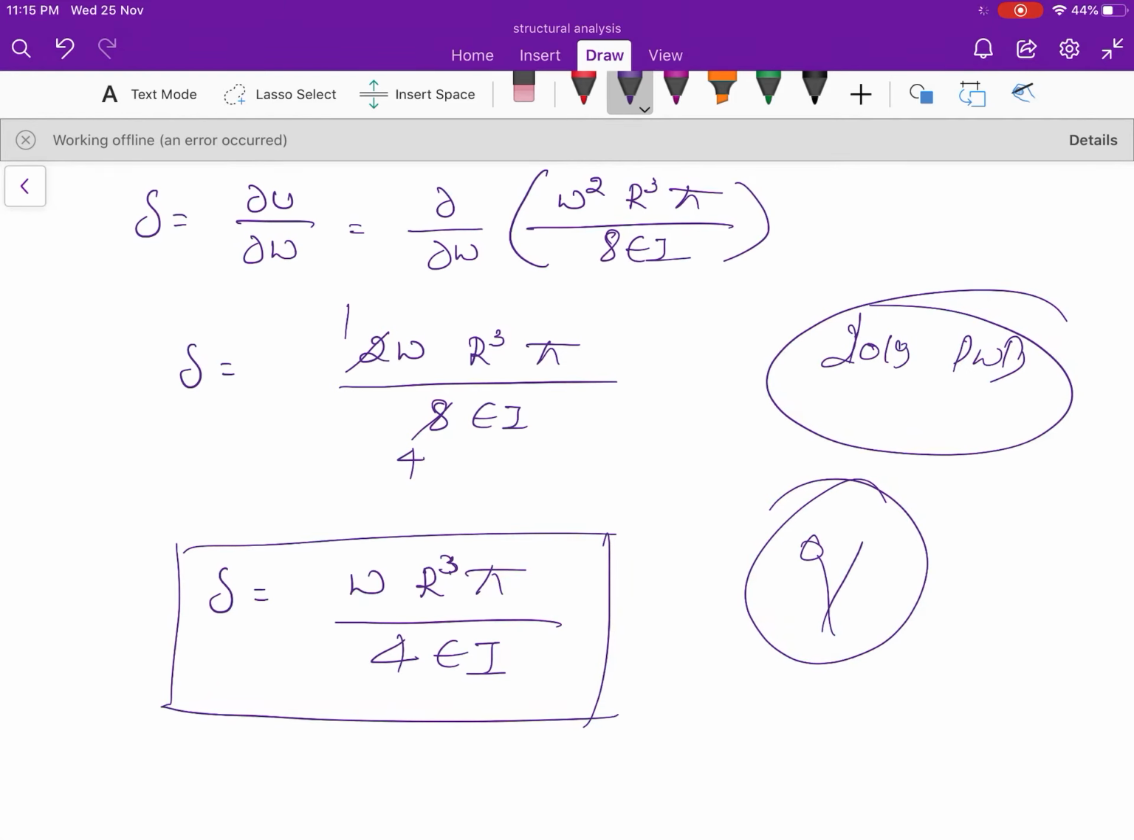In the next lecture series, I will come across some typical structures and typical trusses with respect to this method. Thank you one and all. Bye bye. Meet you in the next lecture series.